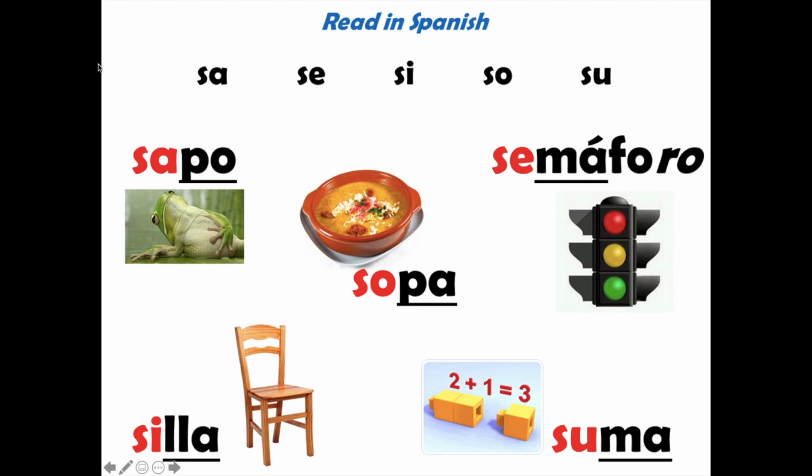All right, let's continue. S is the same, or has the same sound in English and Spanish, okay? So it's going to be sa, se, si, so, su. Sapo, semáforo, sopa, silla, suma. Now you do it. Sapo, semáforo, sopa, silla, suma.